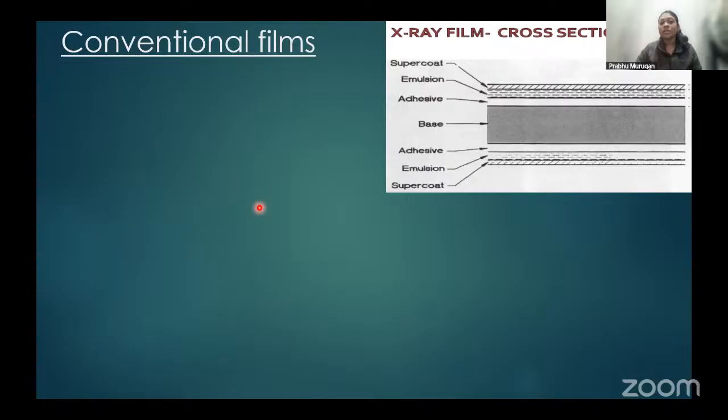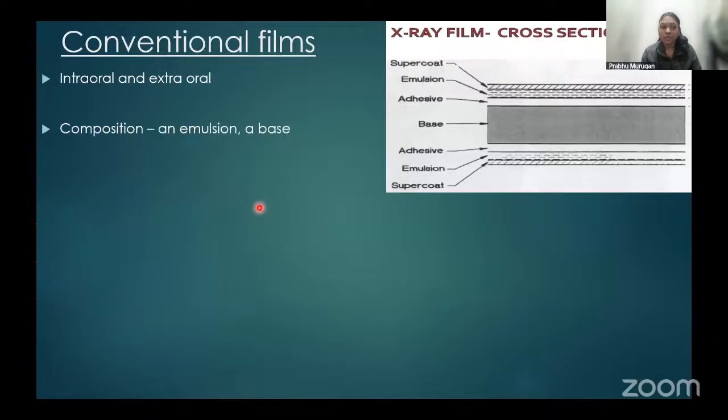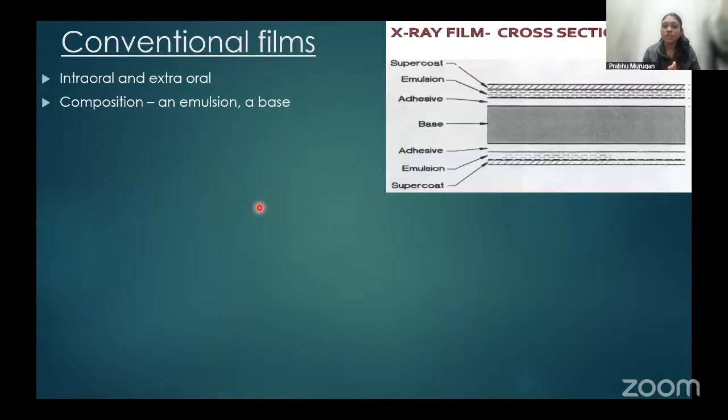Next is the cross-sectional, microscopic view. When you look at the cross-section of the X-ray film, both intraoral and extraoral, get it clear, okay? You have something called an emulsion. The main composition is the emulsion and the base. The emulsion is coated on either side, which is why it is a double emulsion. You have the base in between and emulsion on either side, attached to the base with the help of an adhesive, okay? And then the outer covering is called the super coat.